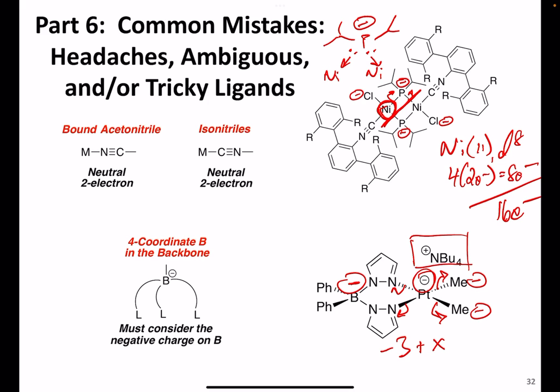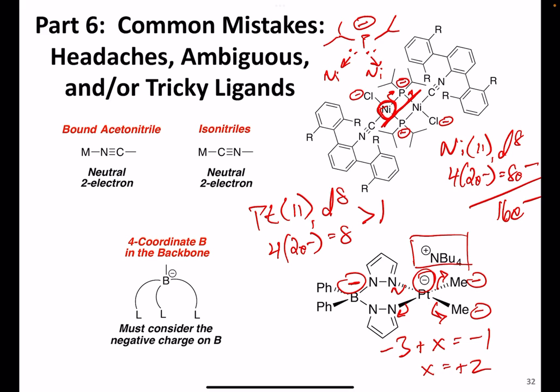I have my platinum center. It was overall -1, and so the platinum center therefore must be +2. So this is platinum 2. Platinum 2 is d8. There are 4 2-electron donors contributing 8 more electrons for 16 electrons total. Sorry, this is bad looking. 16 electrons total.